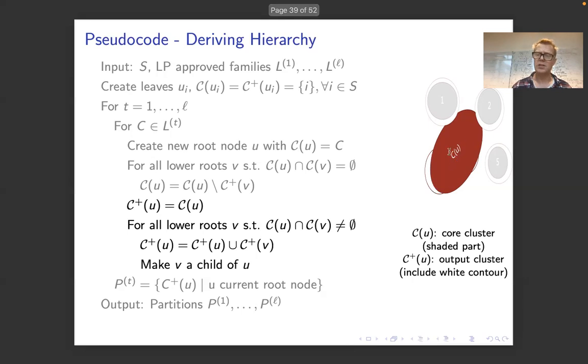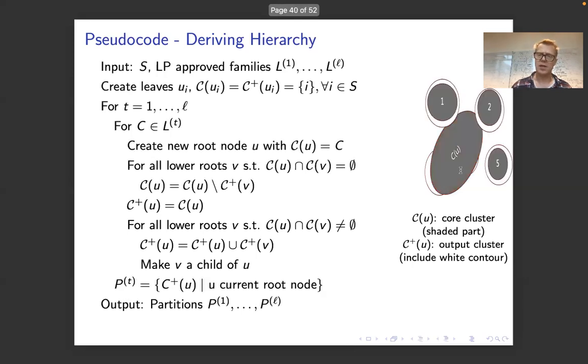So this is how CU now looked. Okay, so this is how it now looks at the top. We had these roots from below. They just stayed the way they were with the same core cluster and the same output clusters, and then we have this new core cluster and new output cluster. And this is how we got the next level of our partition. And at the end, we just output all these partitions. So this is the pseudocode of the algorithm. And the only way the LP was involved was by giving us these LP-approved families.